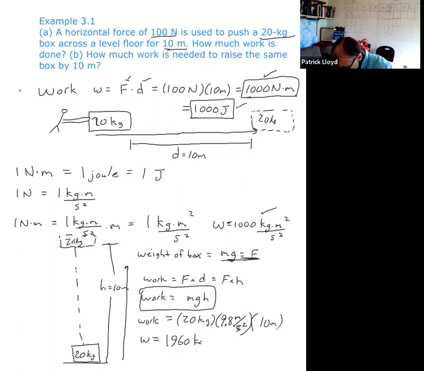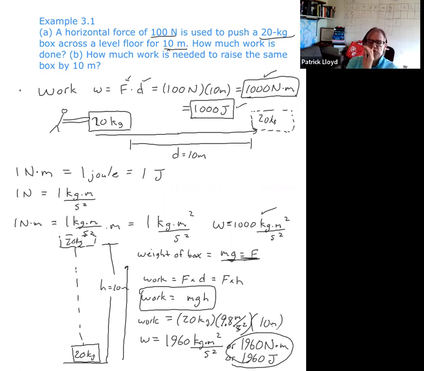Kilogram meters times meters, so that's meters squared, divided by seconds squared. Or 1960 newton meters, or 1960 joules, right? So there you go. So it takes more work to move the object against gravity than it does to push with a particular force to overcome friction and to overcome inertia and to accelerate this object in some direction horizontally. Okay, almost twice as much, right? About 1,000 here, almost 2,000 there.